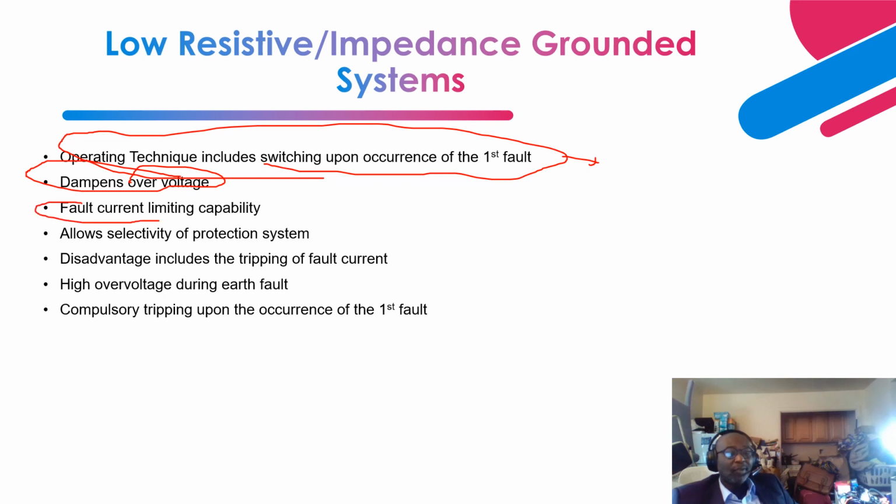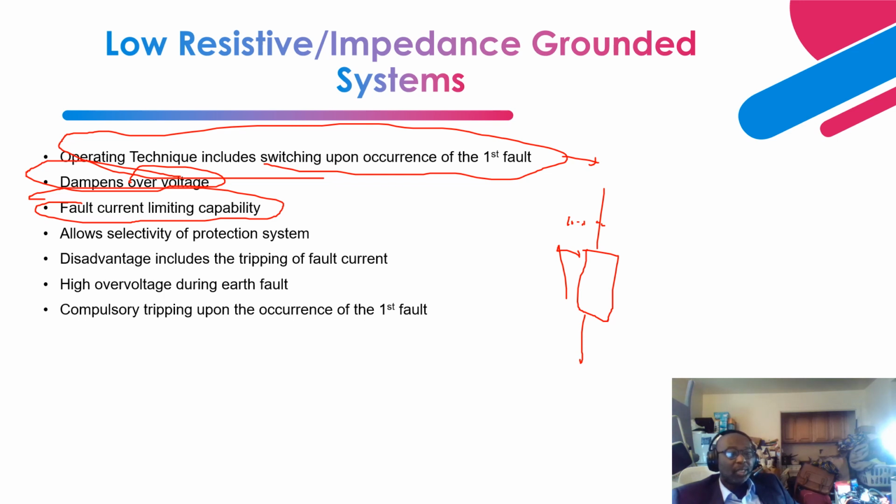So it has a fault current limiting capability, like I indicated. The resistance allows the fault current to be limited, and it allows selectivity, because you have the fault current at basically 100 amps to 400 amps. Depending on the number of generators connected to the bus, it allows some selectivity to be achieved.